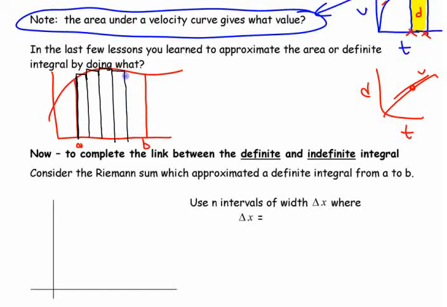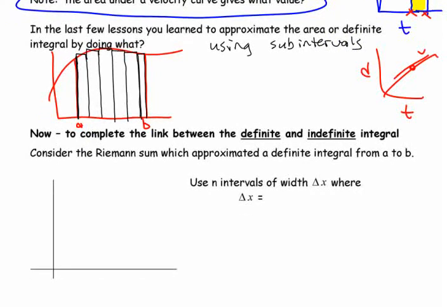Whether you're using the left or right or midpoint or whatever, my rectangles have gone a bit awry here, but that's close enough. Using subintervals, smaller intervals, we're going to do that right now. We're going to call the width of this thing delta x, change in x, delta x.